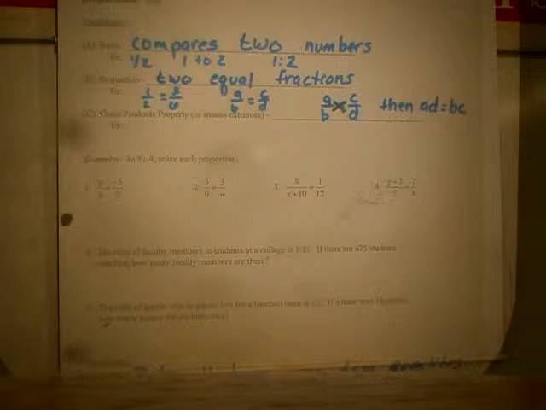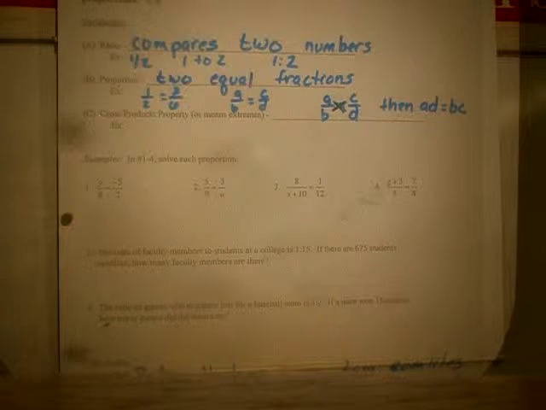A proportion is two equal fractions. The first one I wrote up there is 1/2 equals 3/6. You can also use variables. A over B equals C over D. And the ones we're going to look at are going to have some variables in there.